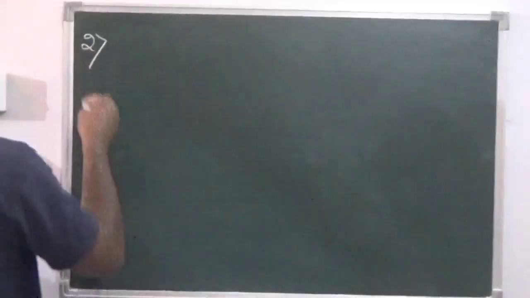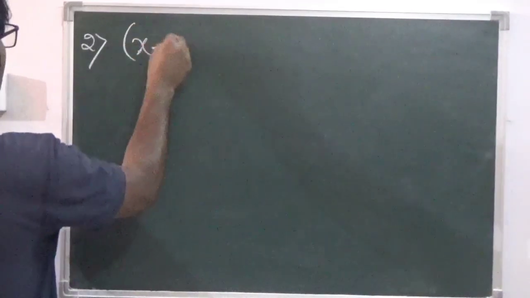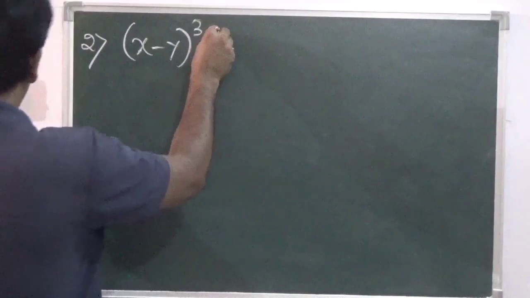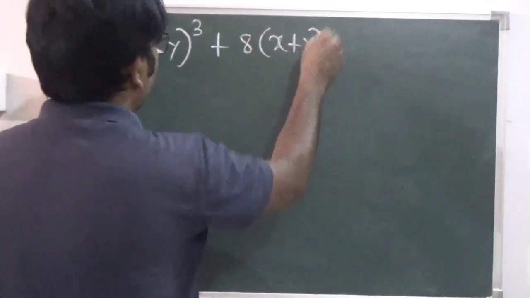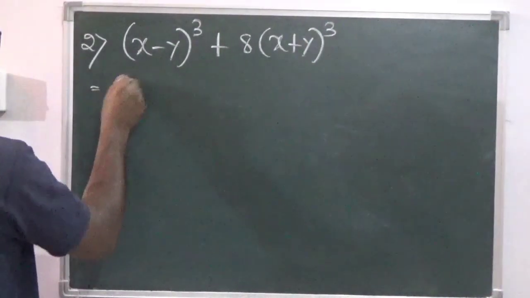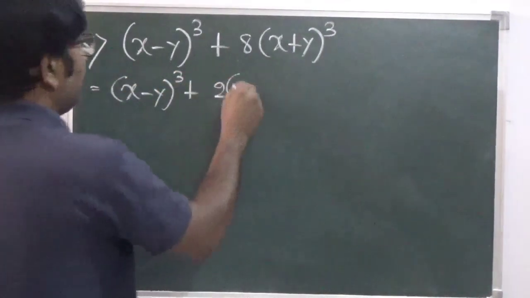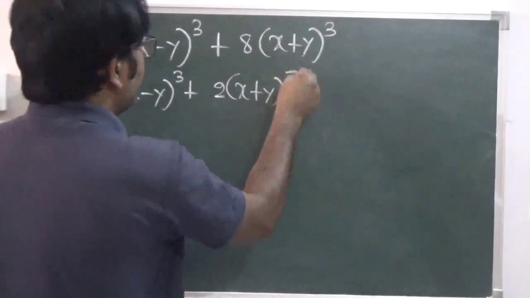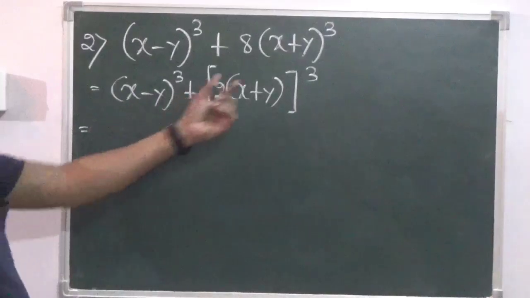The next question is (x minus y) whole cube plus 8 into (x plus y) whole cube. Okay, so now you can write it as (x minus y) cube plus 2 into (x plus y) whole cube. So it is a cube plus b cube.